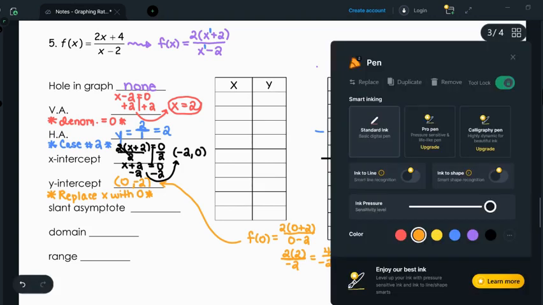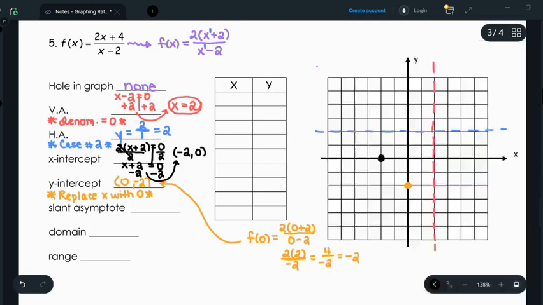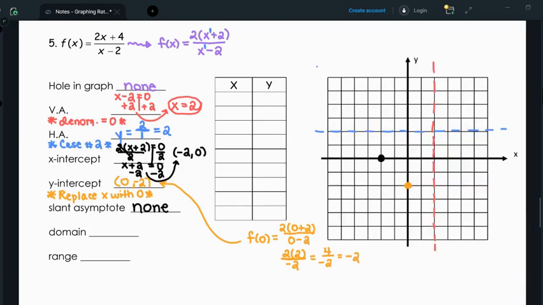No slant asymptote here again because the degree of the numerator is equal to the degree of the denominator. The slant asymptote only happens when you have the degree of the numerator being 1 degree larger than the denominator, and they were equal in this case, so that was not the situation.